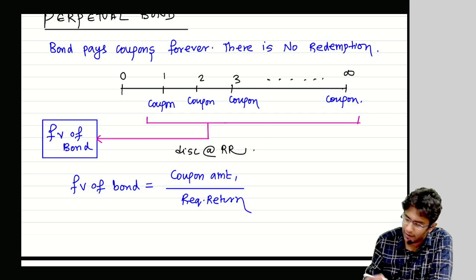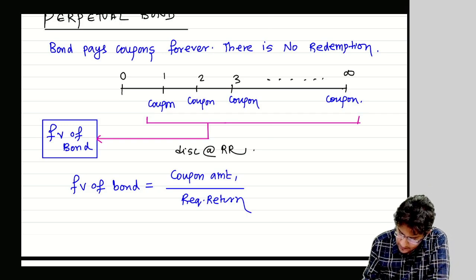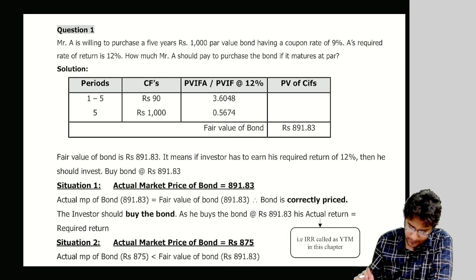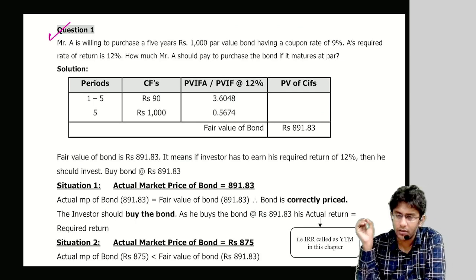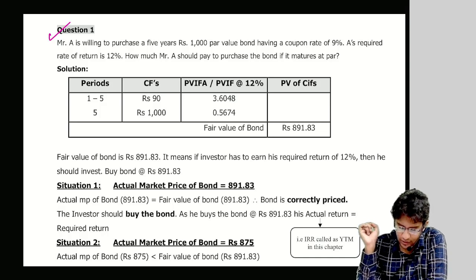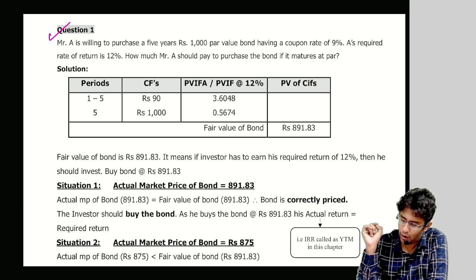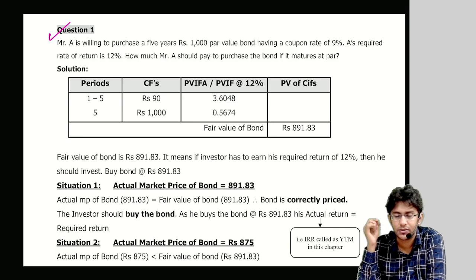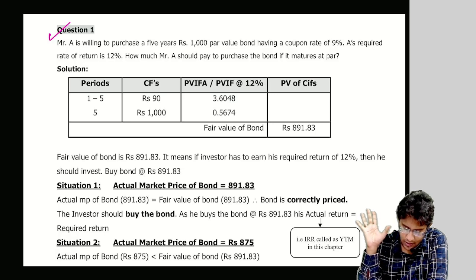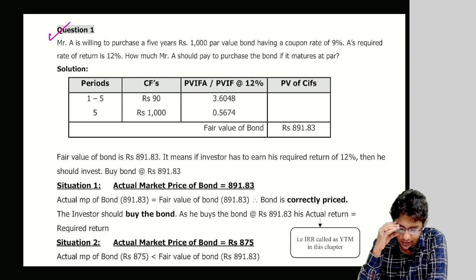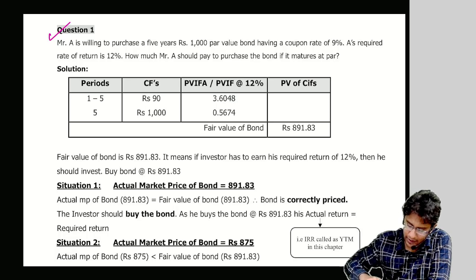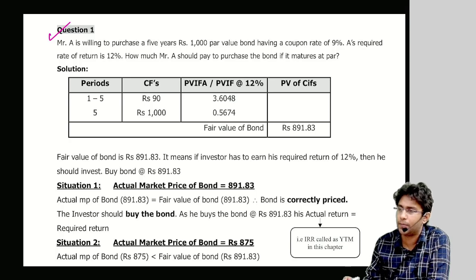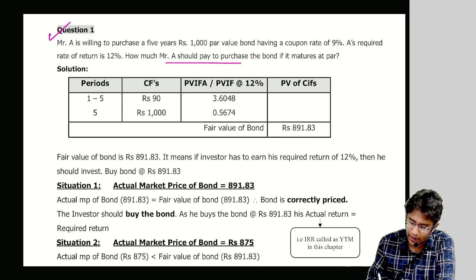Now, we will learn some more concepts. Let's come to the first question. Look at this, sir. Mr. A is willing to purchase a 5 years rupees 1000 par value bond having a coupon rate of 9%. 1000 rupees par value, coupon is 9%, maturity is 5 years. And our Mr. A's required return is 12%. Okay, nice. How much should Mr. A pay to purchase the bond if it matures at par? How much should he pay to buy the bond?